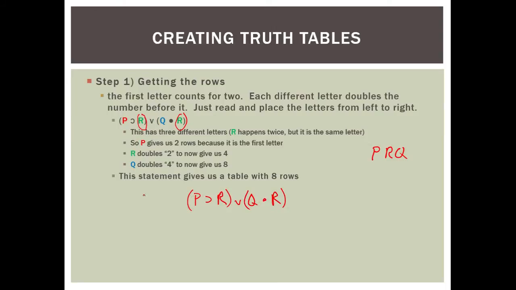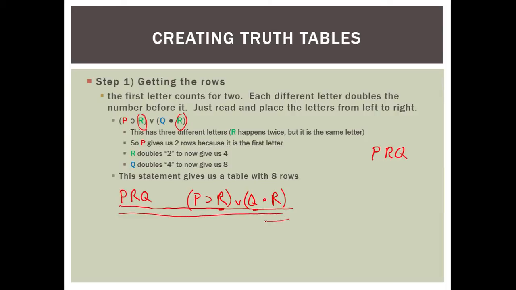What we'll do is we'll set up a key to the left, the P, R, Q. This is where you're reading the letters from left to right. The first letter I see is a P, so I put that on the far left of this key. The second letter I see is an R, put that next in the key. And the third letter I see is a Q, put that next in the key. And now we already established that there were 8 rows here.